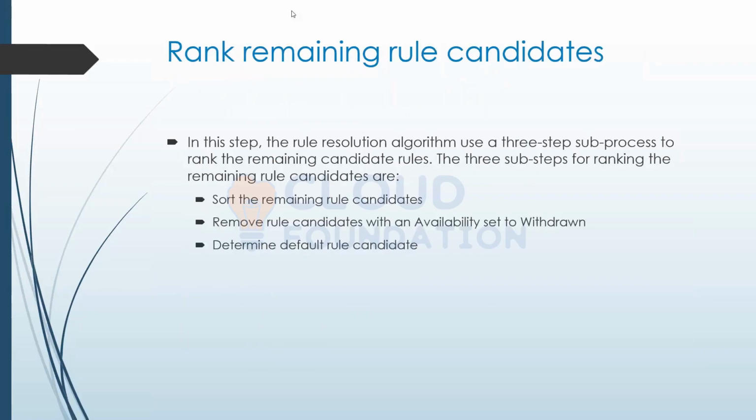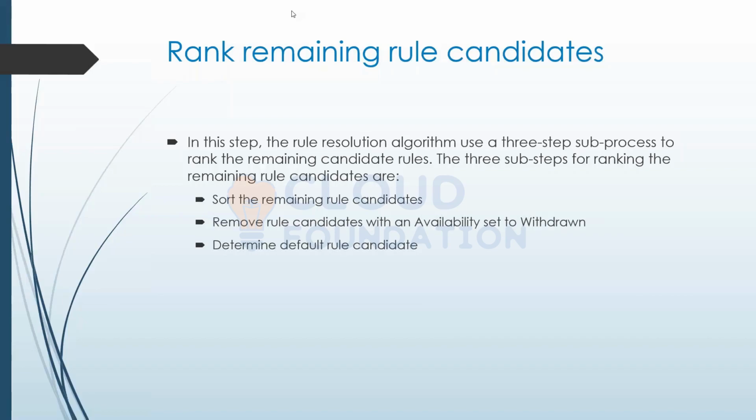Now almost the last step is going to be ranking the remaining rule candidates. You would give them a particular order. You will sort those rules. Now, this ranking involves 3 substeps. You have to sort it, then check if any rules are set to withdraw and remove them. Then identify the default rule candidate. 3 substeps are involved.